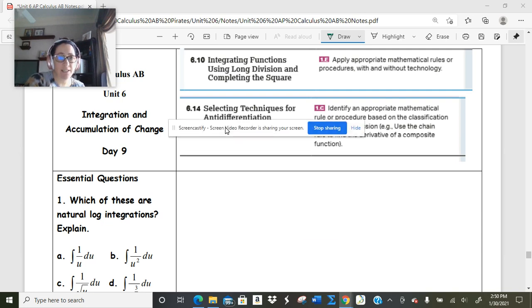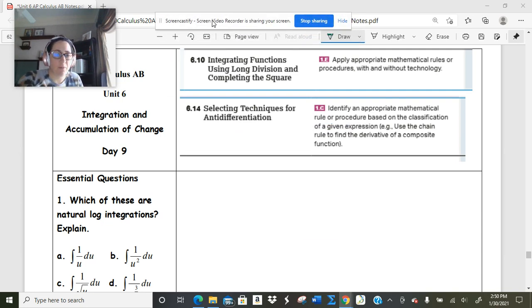Hey guys, so we are actually in day 9 of Unit 6. I'm so proud of you. You're doing great. So we're going to keep going with some U substitution, but now with this new rule of an ln, and then we're also going to see some other techniques. Okay?